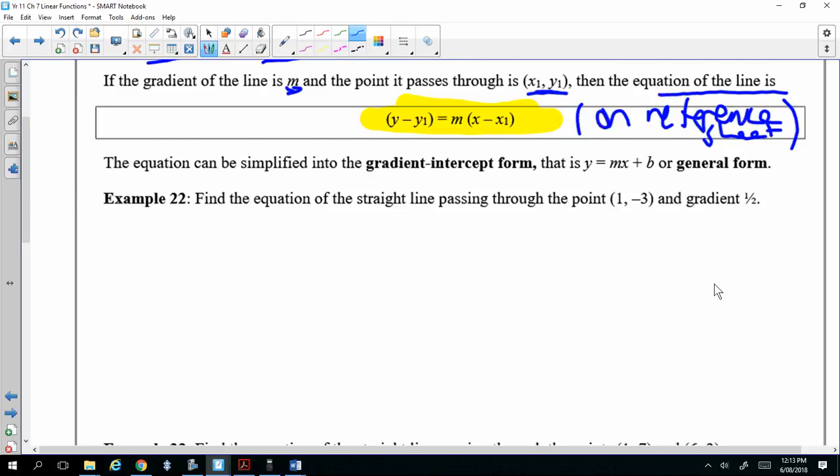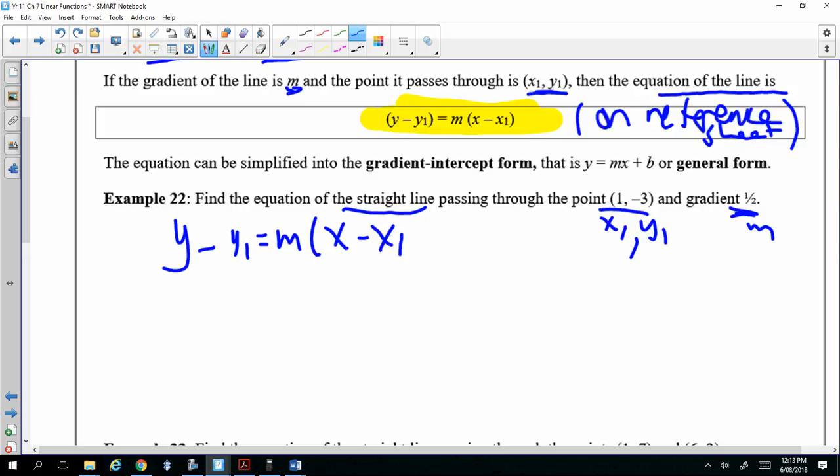Find the equation of a line through this point with gradient half. So we go y minus y1 equal to gradient times x minus x1. The point is (1, -3), so y plus 3 equal half times x minus 1. Get the idea?